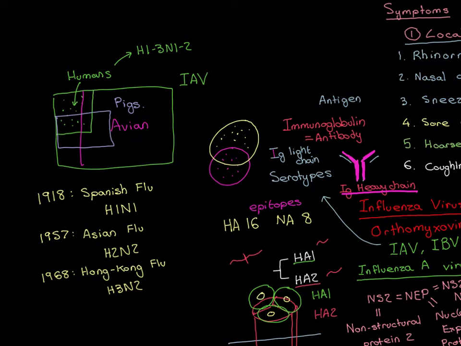It is the case that the different strains of influenza A virus can each be given a serotype, but the serotype does not specify the strain. So there are loads of strains of influenza A virus that all have that same serotype.